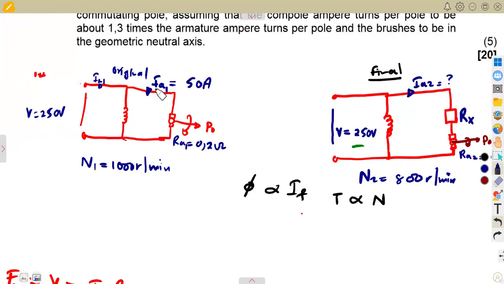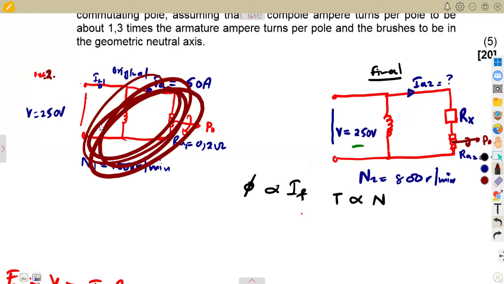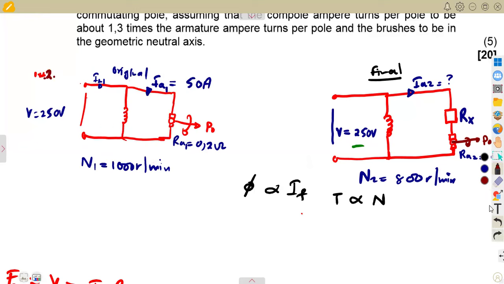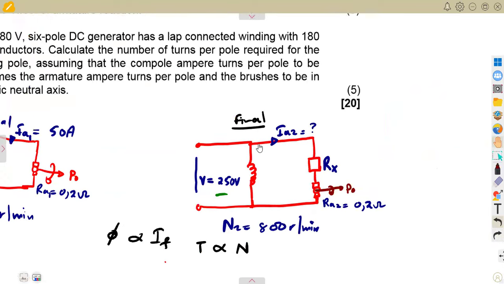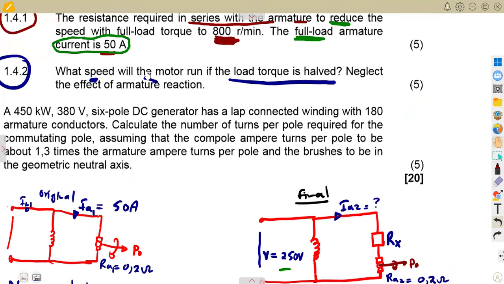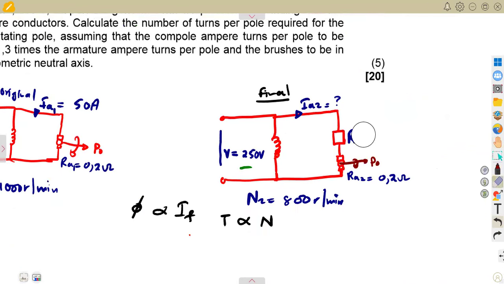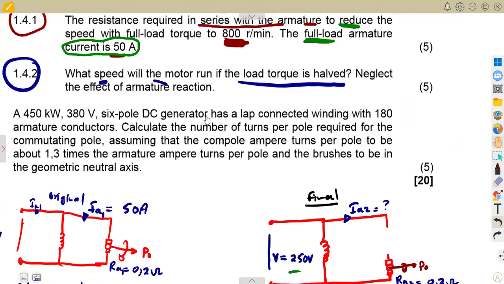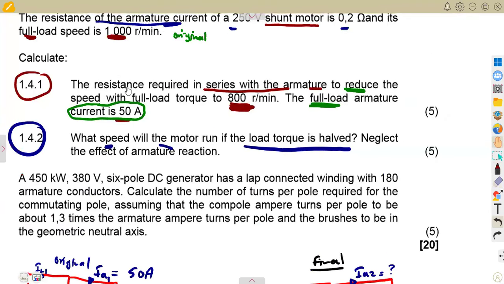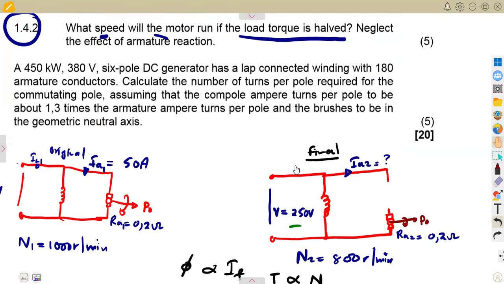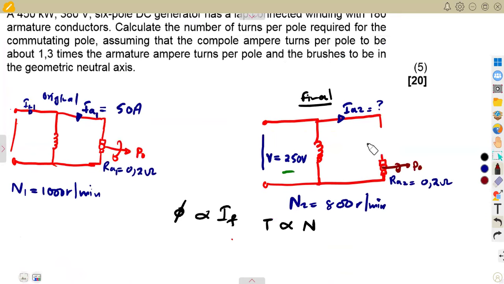All right, so this is now 1.42. The original second diagram is still as it is. But the final one is the one where they're saying, what speed would the motor run if the load torque is half? There is a half to the load torque on the final. So meaning to say, we do not have this condition. This was the condition of 1.41 when they're saying calculate the resistance required in series. It was a condition on its own. But this time there is nothing that we have in this case here.